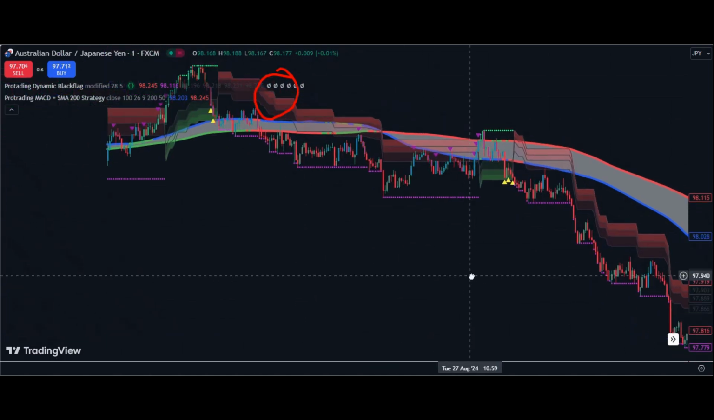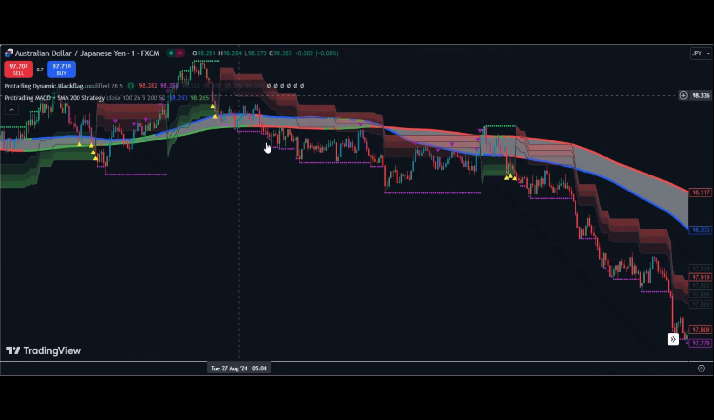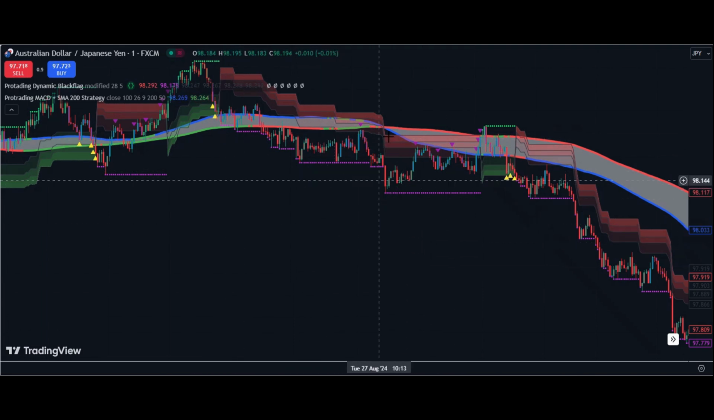So here is the point where we get the signal, but if you check on the chart, you will see that this is the point where you have a signal from the Pro Dynamic Black Flag that the market is going to change from upward to downward. But we are not going to follow this just like this, because first we need to understand the direction of the market. So at this point, when we have this signal here, this is an opportunity for us to know that now we are moving into the downward territory.